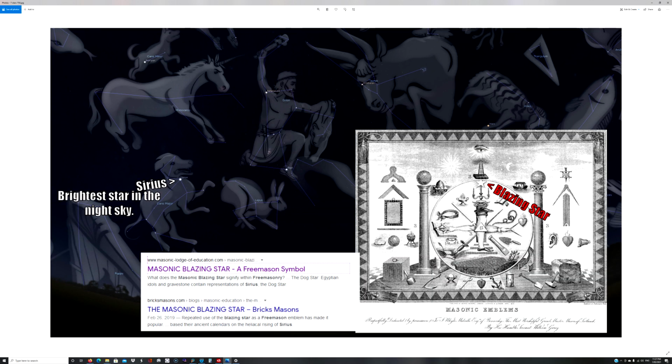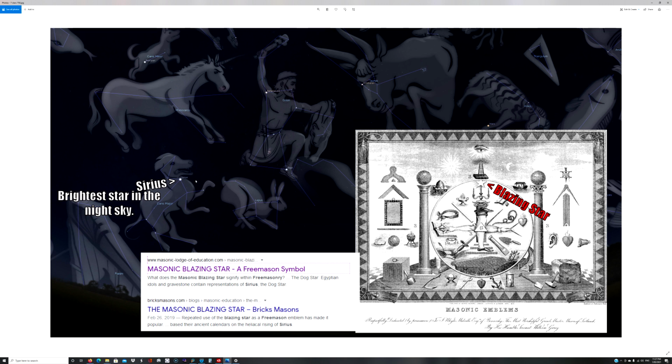So again, you can do a search. I'll link a few different papers and pages on this, but we also have the blazing star. You often see this 5-pointed star on the tracing boards and emblems of Freemasons and others. But the blazing star, many would say that it's Sirius, the brightest star in the sky. Sopdet was the star of Isis in ancient Egypt as well.